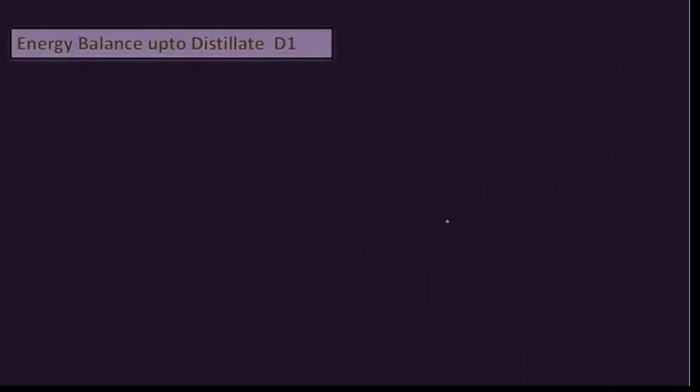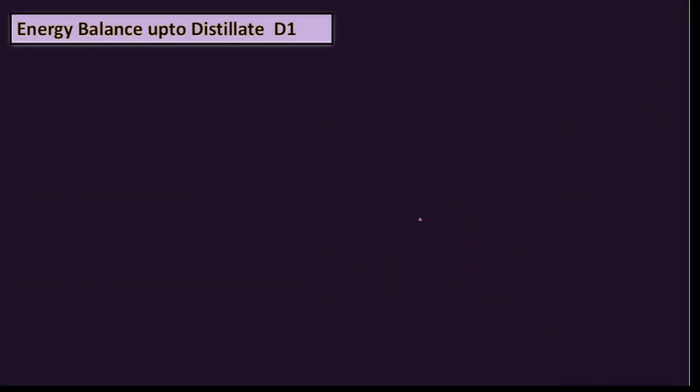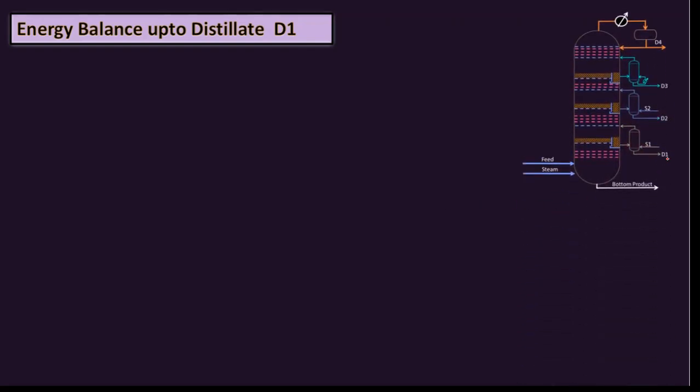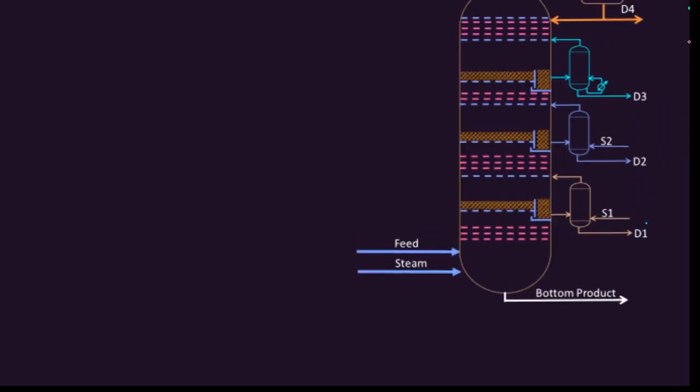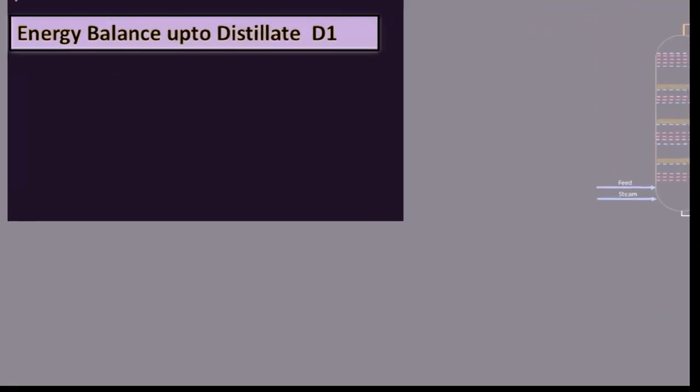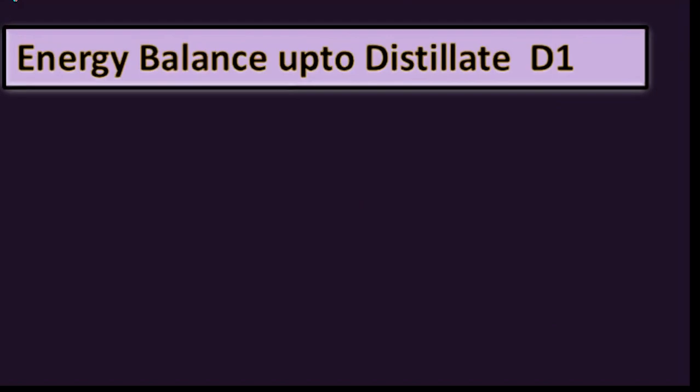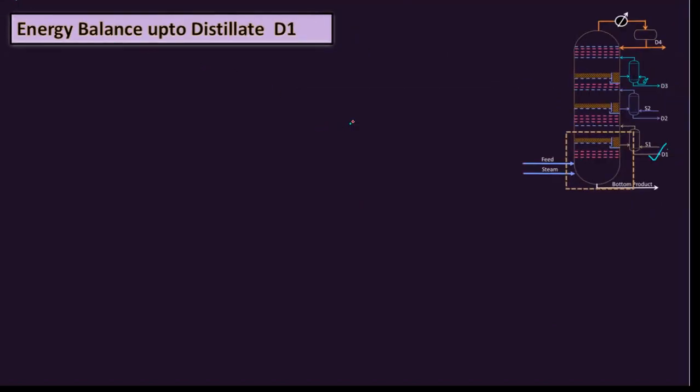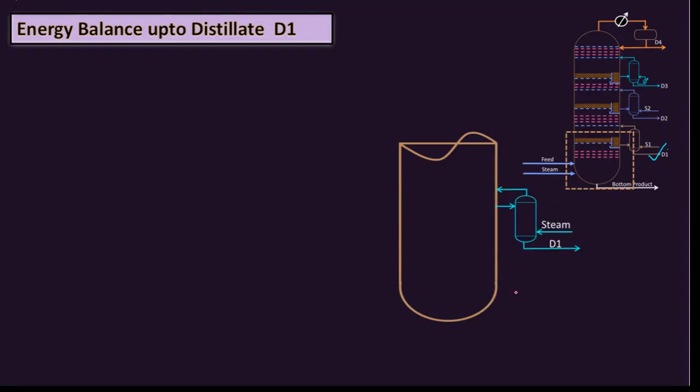Similarly, you can define the next zone up to the distillate D1. So in our diagram, this is the distillate D1. It means after the flash zone we have to go for the distillate D1. So after defining the system, you have to go to the diagram. Let us look at the diagram.